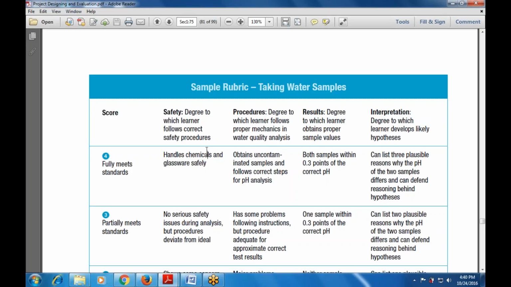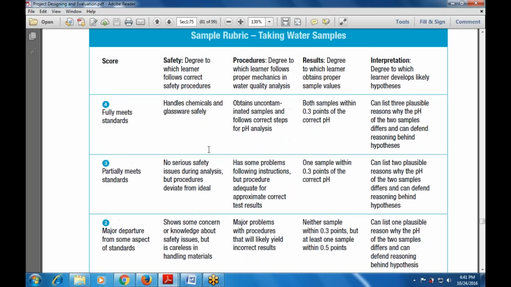In the partially meets level, there are no serious safety issues during the analysis, but the procedure deviates from the ideal. The learner had some problems following the instructions, but the procedure is adequate for an approximately correct test result. That partially meets the requirement. Then one sample is within 0.3 points of the correct pH, and the learner can list 2 plausible reasons why the two sample pHs differ and can also explain the reasoning behind the hypothesis.